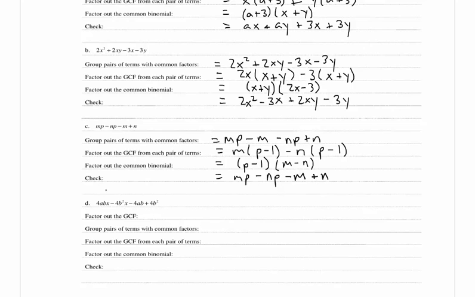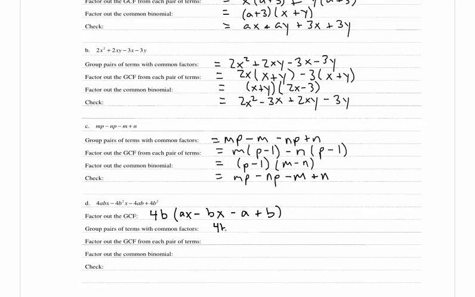In D, we have 4abx minus 4b squared x minus 4ab plus 4b squared. And the first thing we want to do is factor out the greatest common factor. So if we look at each of our terms, we can see that we have a 4 in every term, so we can factor out a 4. And we have a b in every term, so we're going to factor out a b. And when we factor out 4b, we're left with ax minus bx minus a plus b. And now we want to group pairs of terms with common factors.